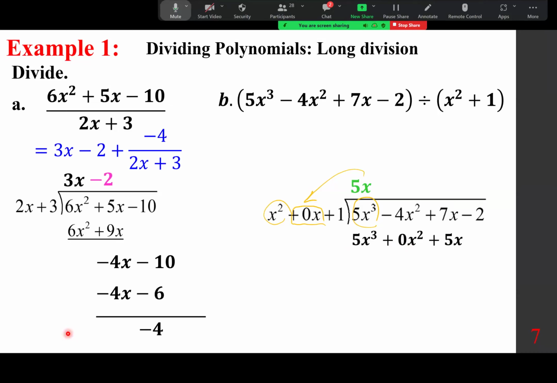Of course, we are subtracting. Therefore, we are going to say this is minus. They cancel each other. This makes no difference. You still minus, you get minus 4x squared. This becomes minus with positive 7x becomes 2x. And of course, you bring down negative 2.